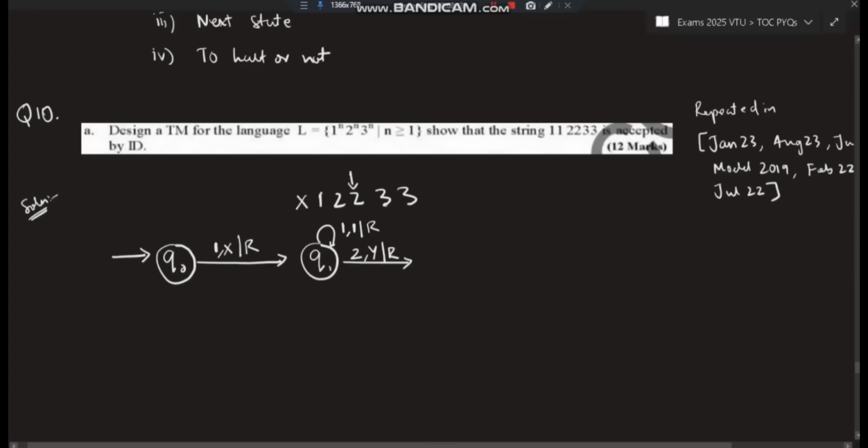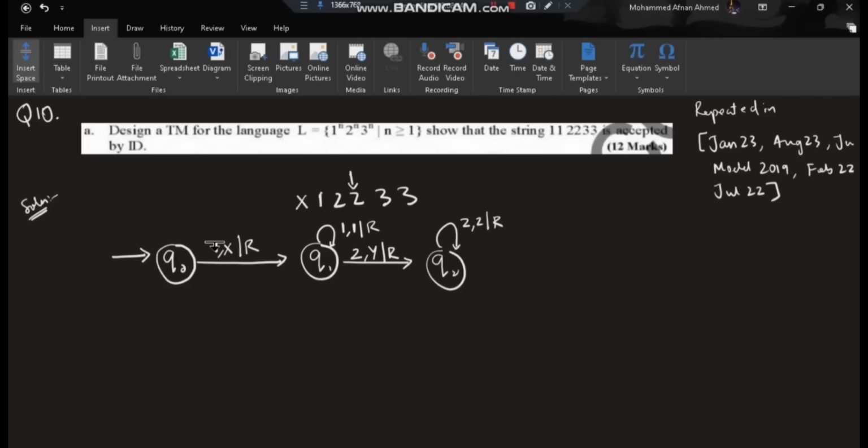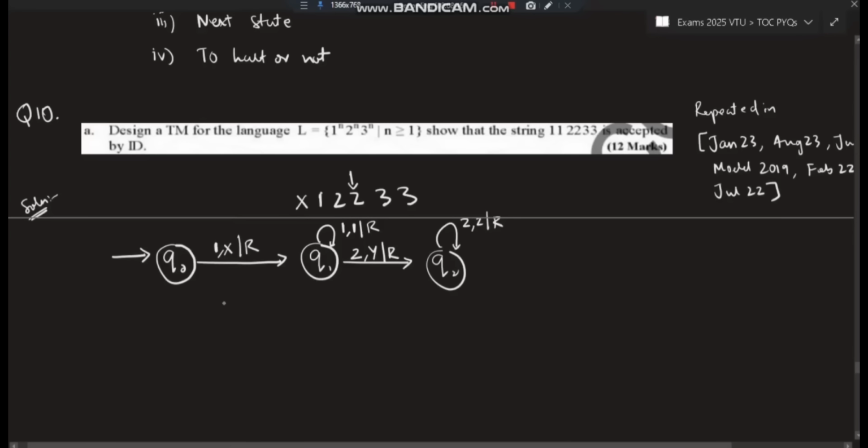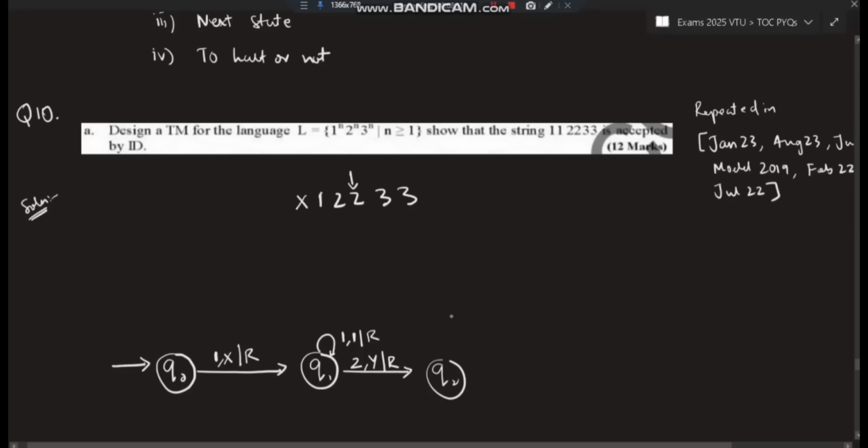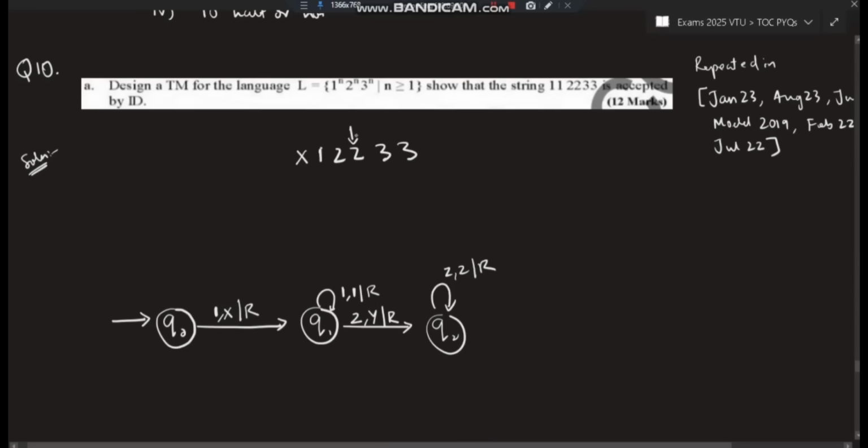After moving to the right, no matter how many 2s are there, I have to skip all those 2s. So I'll make another self loop here, which will be 2 comma 2 comma r. I'll insert some space here, it's becoming too congested. Now I have moved to the right, I'll find a number of 2s and skip all of them. I forgot to change this 2; I have made it as y. Now I'll move to 3.